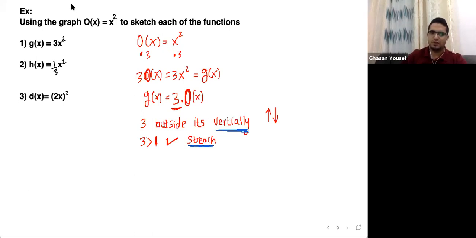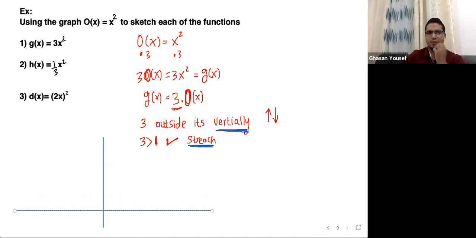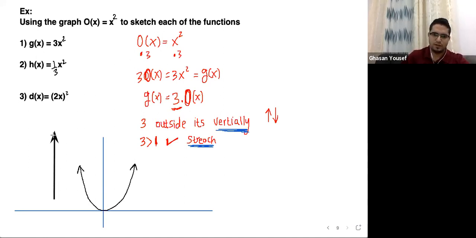So to graph this function, you have to graph the original one. Here is the original function, f of x equals x squared, a parabola. It is a parabola like this. Now, how can I graph the stretch? Stretching vertically is supposed to look something like this.